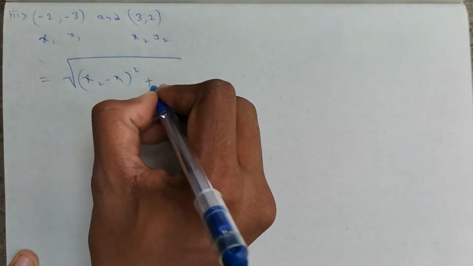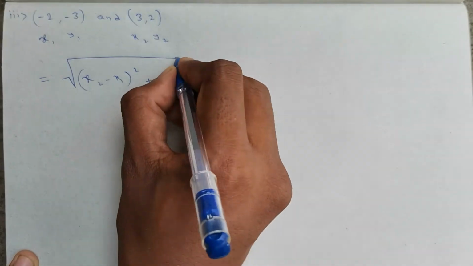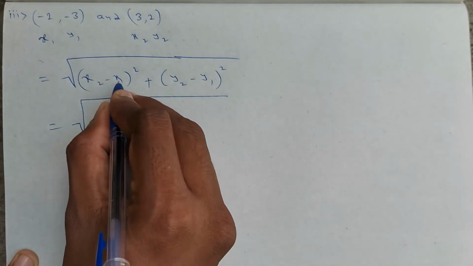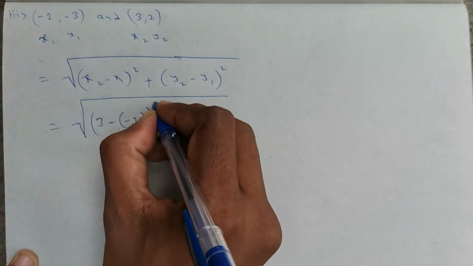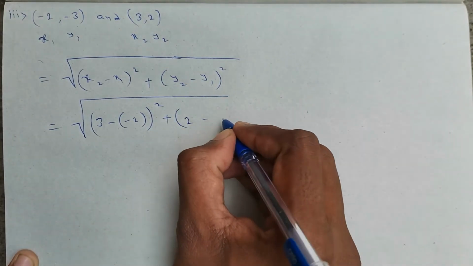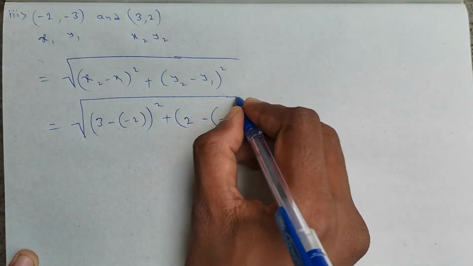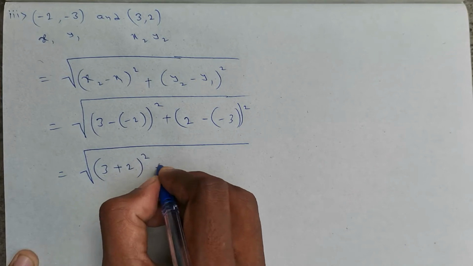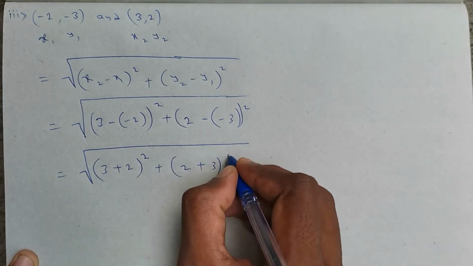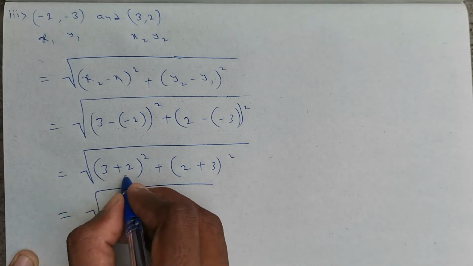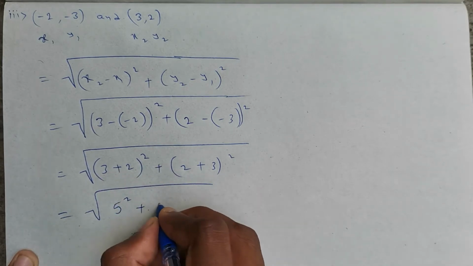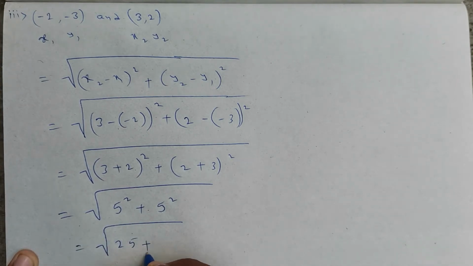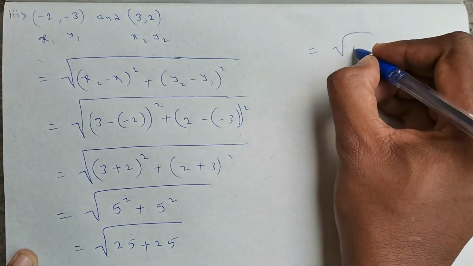(x2 minus x1) whole square plus (y2 minus y1) whole square, which is equal to under root, here x2 is 3 minus x1 is minus 2 plus y2 is 2 minus y1 is minus 3, which is equal to under root (3 minus of minus, plus 2) whole square plus (2 minus of minus 3, plus 3) whole square, which is equal to under root (3 plus 2), 5 square, plus (2 plus 3), 5 square, which is equal to under root 5 square is 25 plus 5 square is 25. So which is equal to under root 50.